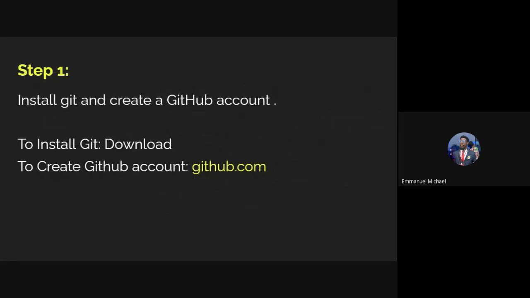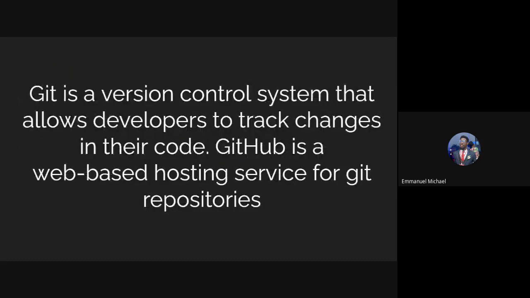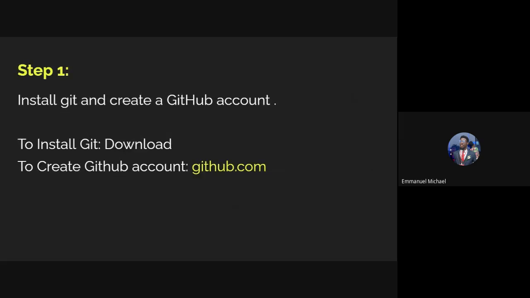So I'll just pick up from this and go over it very quickly. I said Git is a version control system that allows developers to track changes in their code. GitHub is a web-based hosting service for Git repositories. We talked about how to install Git by downloading it, and to create a GitHub account, we said go to github.com. I want to believe this process is not alien to anybody. It's something we've gone past.